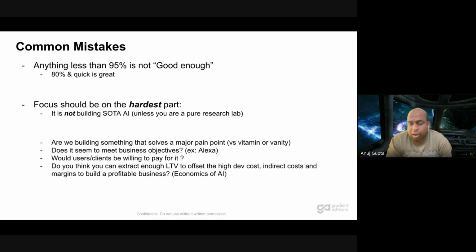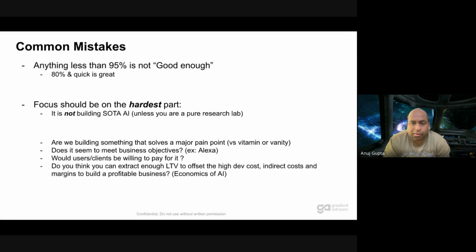I am not saying you stop with 85% and not go for 95%. What I'm saying is that don't have those kinds of expectations up front. You and your team must focus on the hardest part of the problem. And the hardest part of the problem is not to build a state of the art AI model, unless you are a research lab like DeepMind. The hardest part of the problem is: are we building something that solves a major pain point?